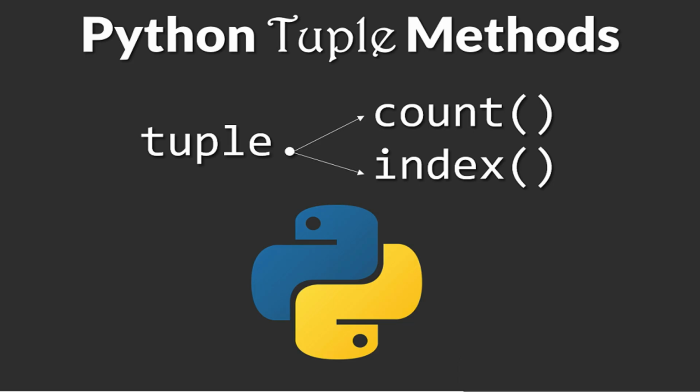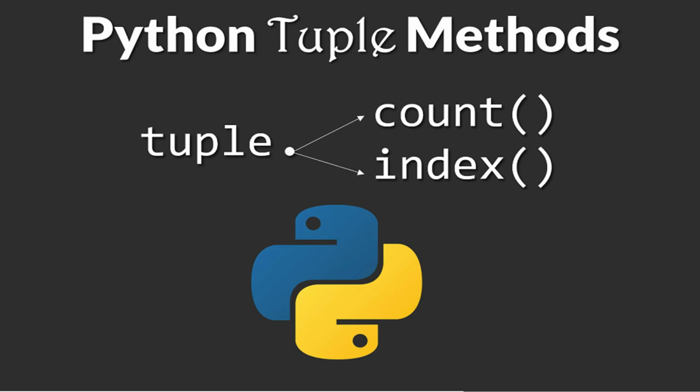Now, what does the count method do? Well, it doesn't count the total number of items in the tuple. Instead, we pass a tuple item to the count method as an argument, and it returns the count of how many times this particular tuple item appears in the tuple. And I'll show you an example of that as well.